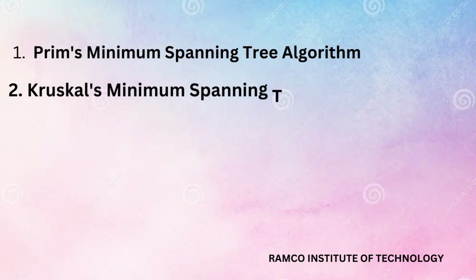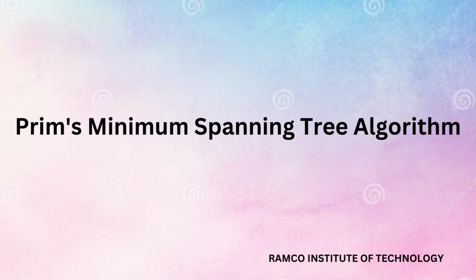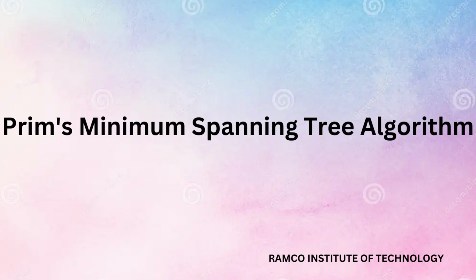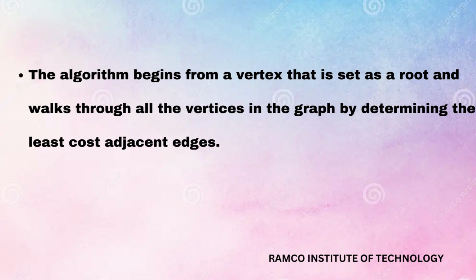There are two types of minimum spanning tree algorithm: Prim's minimum spanning tree algorithm and Kruskal's minimum spanning tree algorithm. Let's see the types one by one. Prim's minimum spanning tree algorithm is one of the efficient methods to find the minimum spanning tree of a given graph. Prim's algorithm begins from a vertex that is set as a root and walks through all the vertices in the graph by determining the least cost adjacent edges.